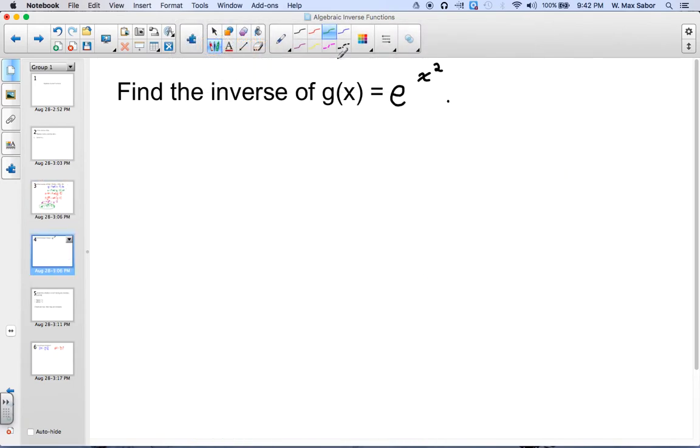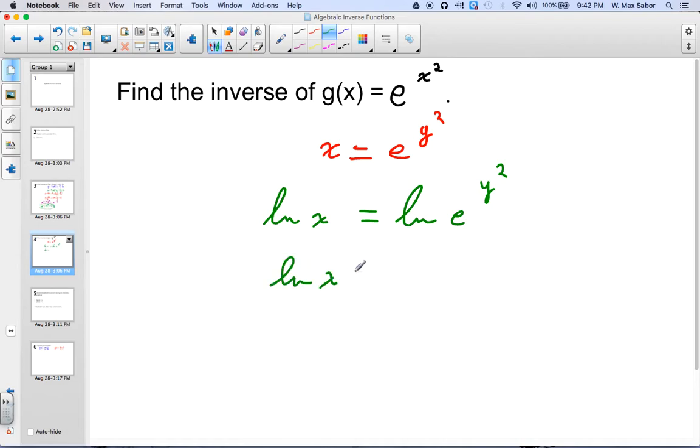Let's try another. If we take the inverse of this, we have to switch them. So we have x equals e to the y squared. Well, what's the opposite of raising something to a power? Taking the natural log of both sides. So take the natural log. I'm going to write this out the long way. So natural log of e to the y squared, which is the same thing as y squared.